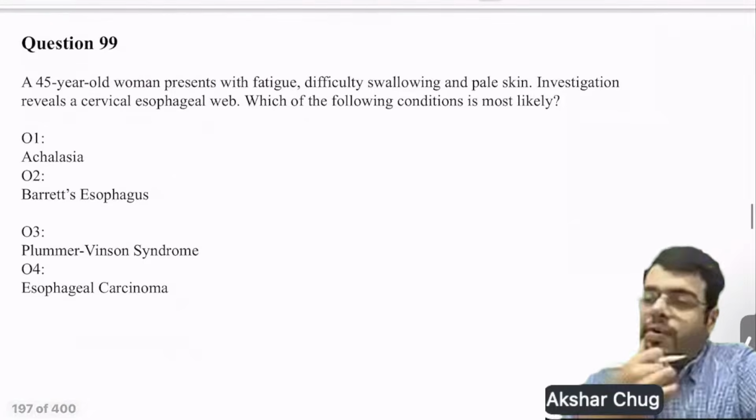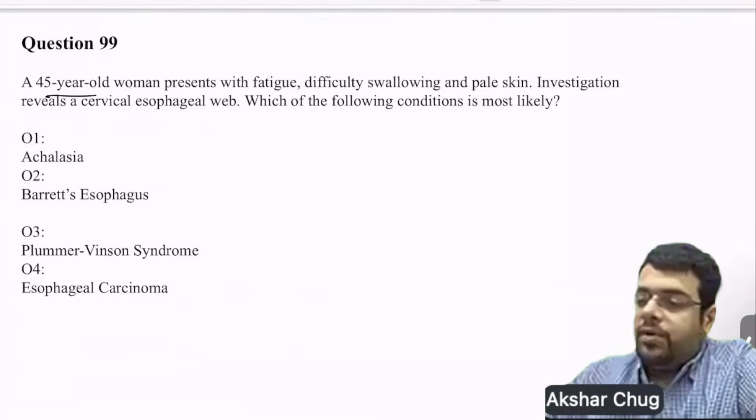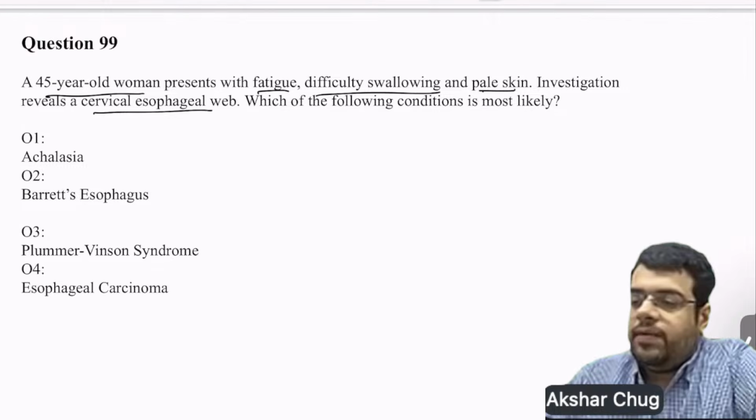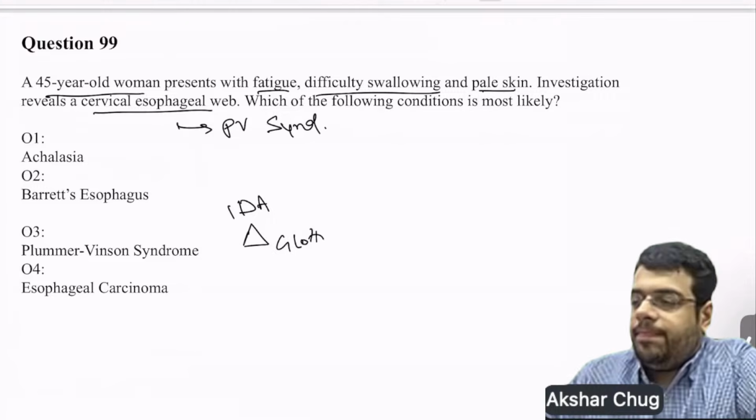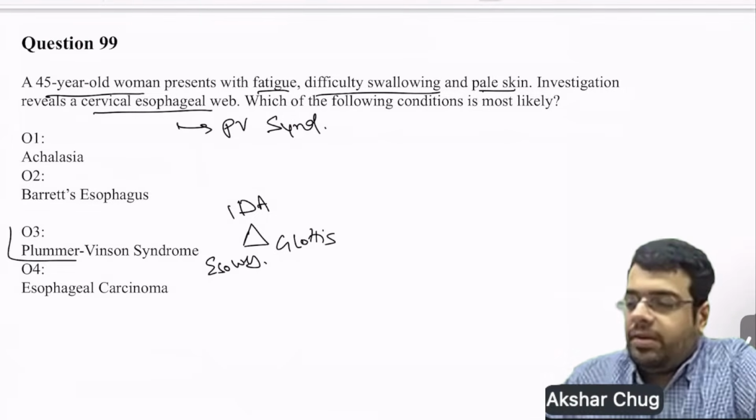Moving on to question 99. A 45-year-old woman presents with fatigue, difficulty swallowing, and pale skin. Investigation reveals a cervical esophageal web. So this is a classical presentation of Plummer-Vinson syndrome, which is a triad of iron deficiency anemia, glossitis, and esophageal web. Plummer-Vinson would be the right answer.